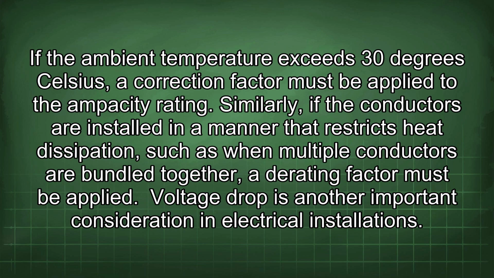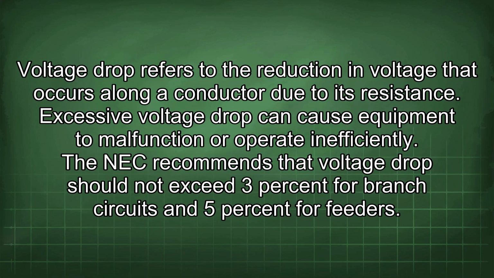Voltage drop is another important consideration in electrical installations. Voltage drop refers to the reduction in voltage that occurs along a conductor due to its resistance. Excessive voltage drop can cause equipment to malfunction or operate inefficiently. The NEC recommends that voltage drop should not exceed 3% for branch circuits and 5% for feeders.